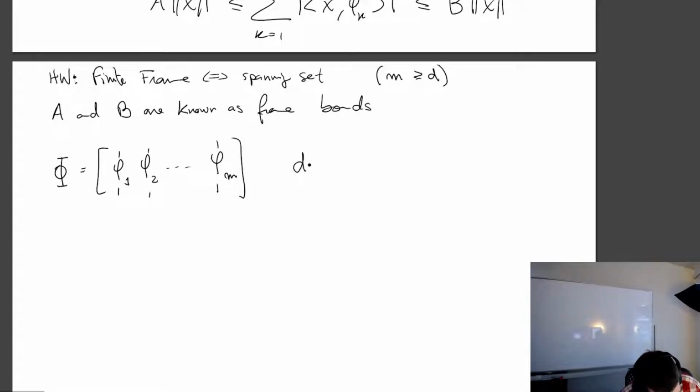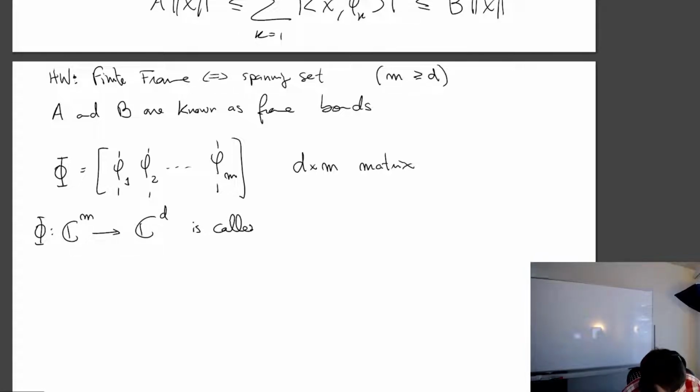Right, so this is the D by M matrix. And now there's a few names. These three names are maybe not so important for finite dimensions, but it wouldn't be right for me to tell you about finite frame theory without giving these names. So this operator from C^M to C^D, people in frame theory call it the synthesis operator.